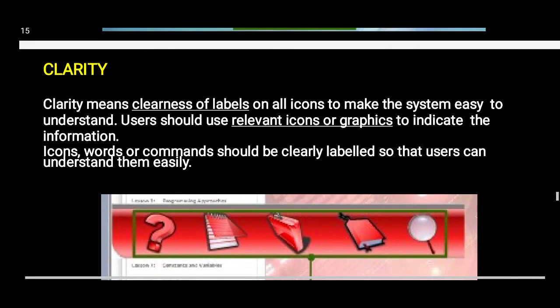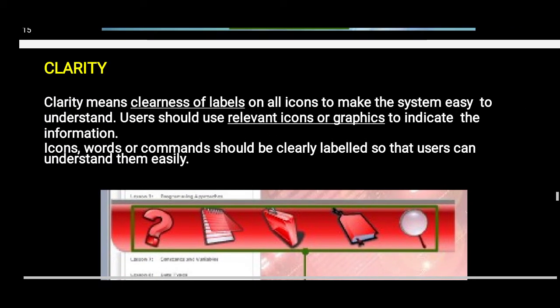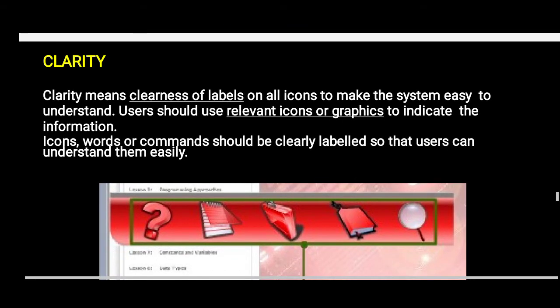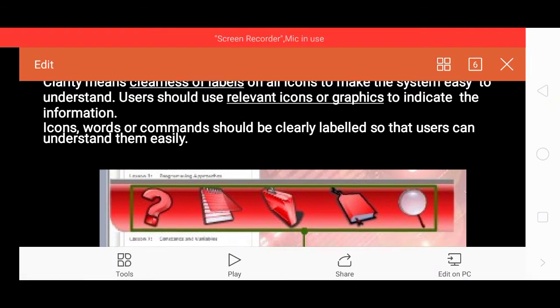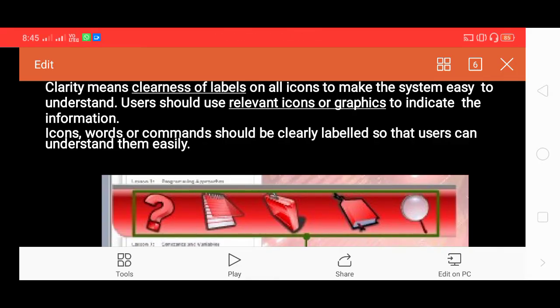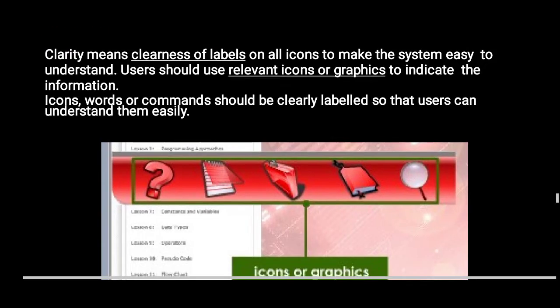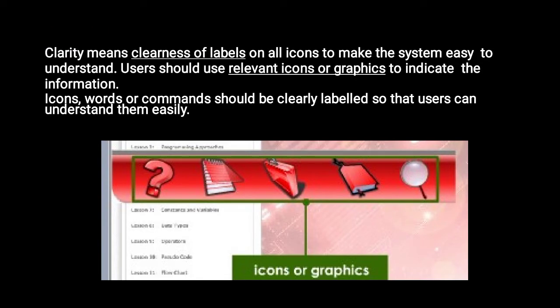Clarity. Clarity means clearness of labels on all icons to make the system easy to understand. Users should use relevant icons or graphics to indicate the information. Icons, words or commands should be clearly labeled so that users can understand them easily.